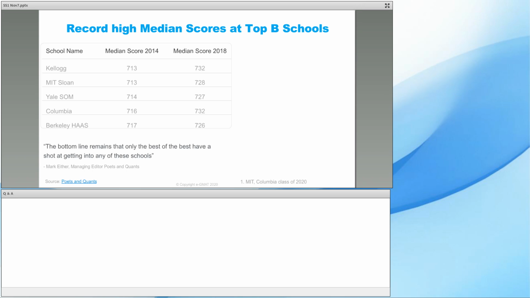Here is some data which shows where GMAT scores are trending, and what you really see is that most top schools are trending towards that 730 mark. What you don't see is Harvard or Stanford here. Why? Because even in this year, 2014, they were already around that 730 mark or so.